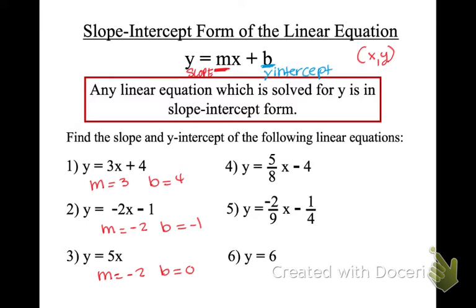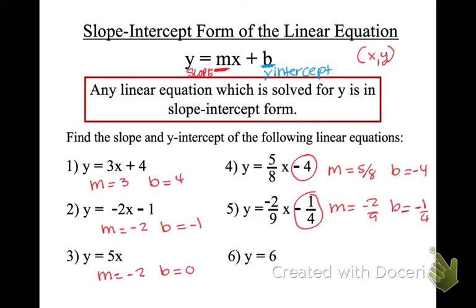It's abbreviated. So number 4, my m is 5/8. My b is negative 4. Number 5, my m is negative 2/9, and my b is negative 1/4. Now notice I take the sign with it, right? Okay, number 6, a little tricky.